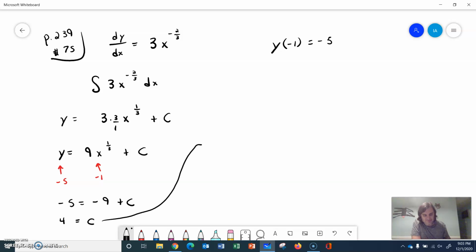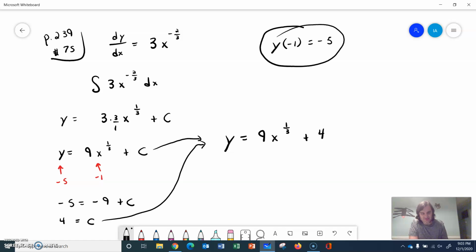So let's pull that up here along with my y function and finish it out. So y will be 9 times x to the 1/3 plus 4. We should be able to plug in our -1 for x and get -5 back. That's what the initial value up here tells me. And I should be able to take the derivative of the function and get the derivative function I have here.